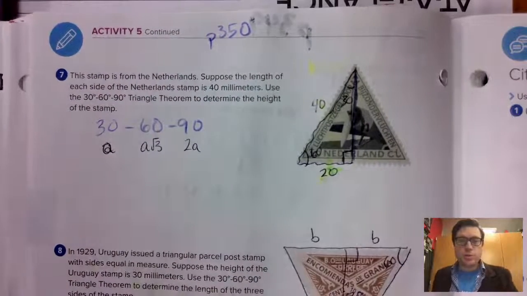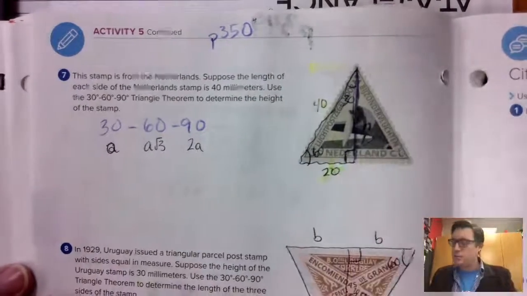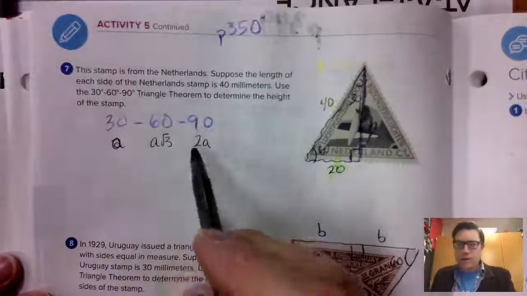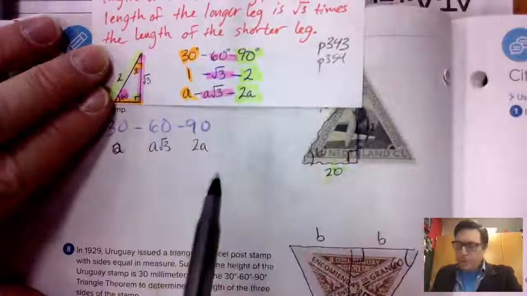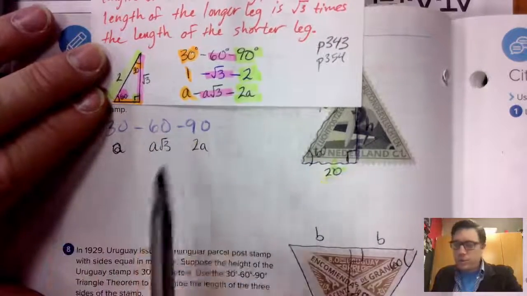This is page 350. In this page, we're going to talk about how we can find missing sides. We're using the 30, 60, 90 triangle theorem. 30, 60, 90, write it out using the structure of our note card. And then a times the square root of 3, and 2a line up with those that are there.